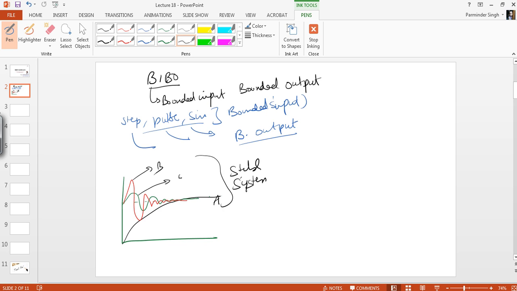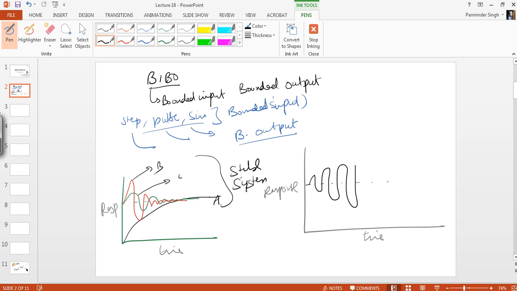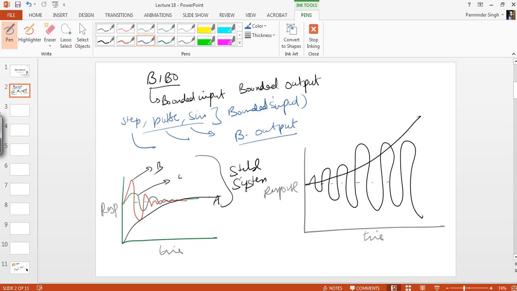Whereas for a system something like these, the x-axis is time and the y-axis is response. Similarly over here the x-axis is time and the response. A system whose behavior is something like this, whose amplitude increases with increasing time, or which shows a behavior something like this, or which shows behavior something like this.